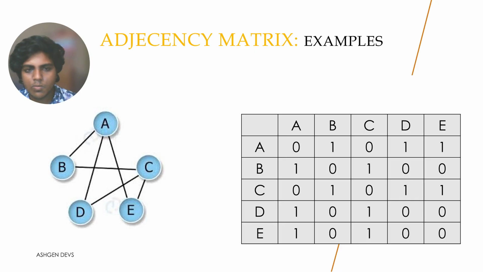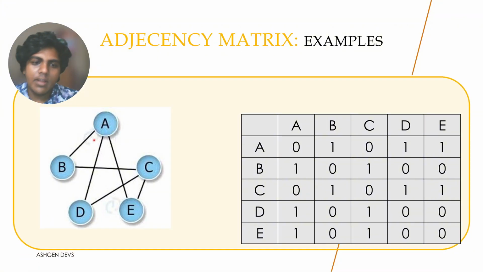Okay, so we'll see some examples of an adjacency matrix. In this diagram we can see that A is connected to D, E and B. The middle diagonal line running between both ends is always 0, because A doesn't connect to A itself, B doesn't connect to B, C to C, and so on. So it will always be 0.